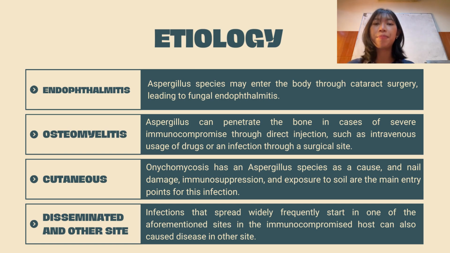Next is endophthalmitis. Aspergillus species may enter the body through cataract surgery, leading to fungal endophthalmitis. Next is osteomyelitis. Aspergillus can penetrate the bone in cases of severe immunocompromise through direct injection, such as intravenous usage of drugs, or an infection through a surgical site. Next is cutaneous. Onychomycosis has an Aspergillus species as a cause, and nail damage, immunosuppression, and exposure to soil are the main entry points for this infection. And the last one is disseminated in other sites. Infections that spread widely frequently start in one of the aforementioned sites, and in the immunocompromised host can also cause disease in other sites.